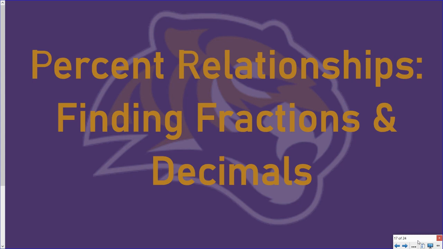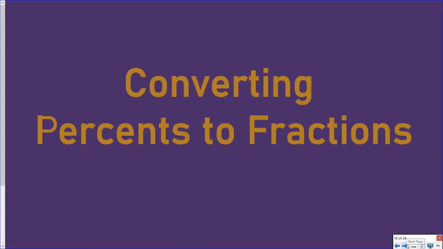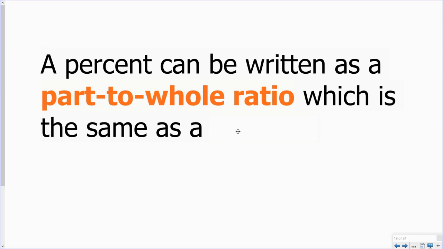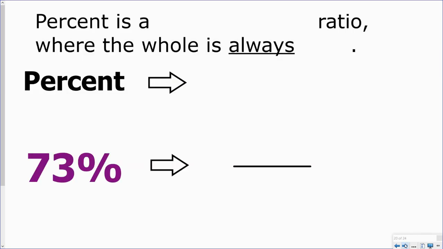In this video, we're going to look at percent relationships, and we're going to focus on finding fractions and decimals. So the first thing we're going to look at is converting percents to fractions. A percent can be written as a part to whole ratio, which is the same as a fraction. Again, percent is a part to whole ratio where the whole is always 100.